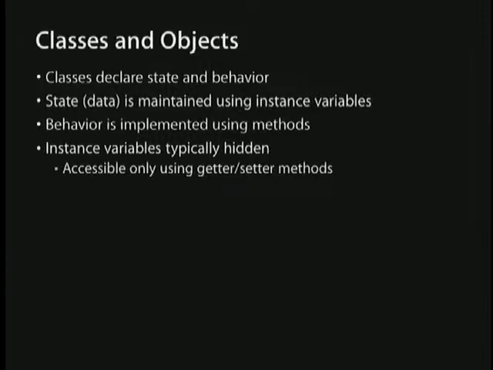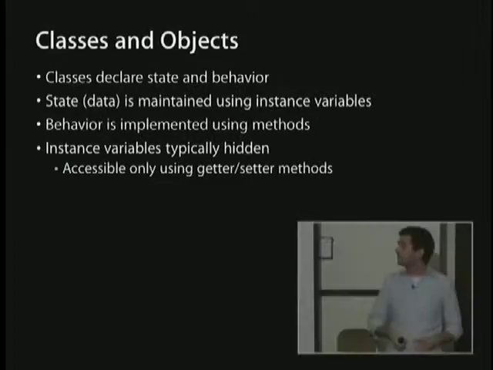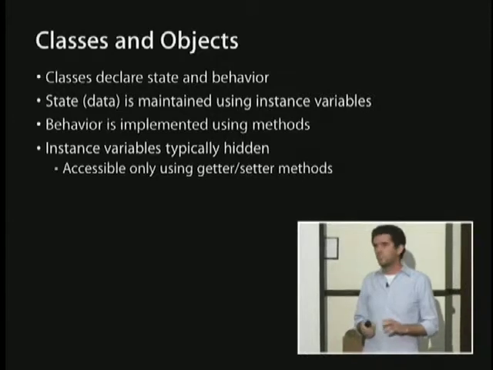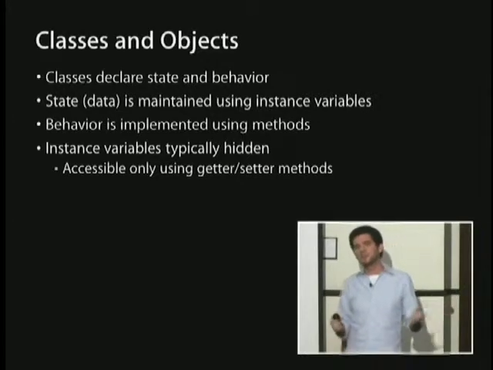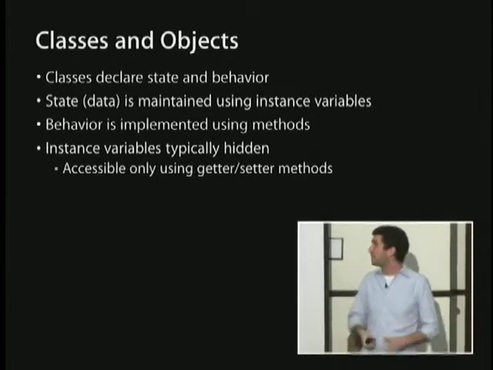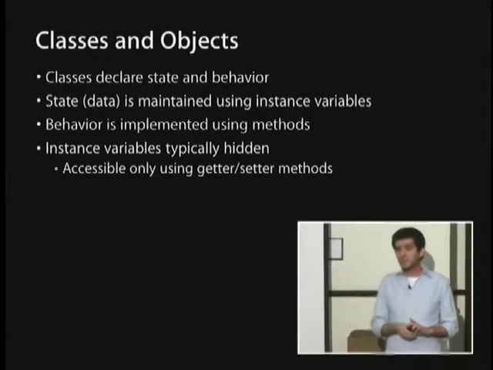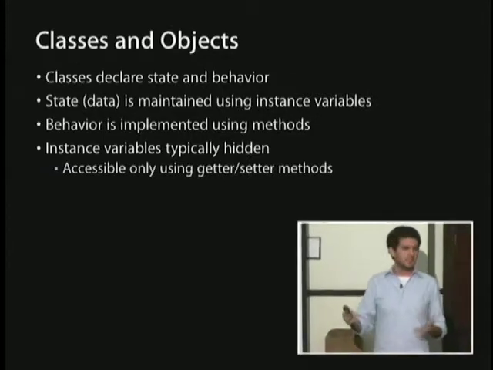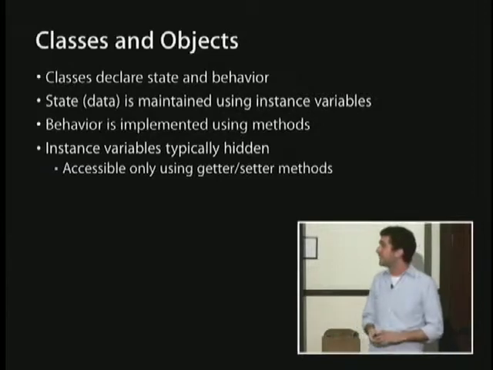So classes declare state and behavior. The state is what we talked about earlier, the instance variables. They're just variables, data that's associated with a particular instance of a class. But the instance variables that an instance will have are defined by the class. The behavior is implemented using methods. Those are basically the functions that operate on the instance data.